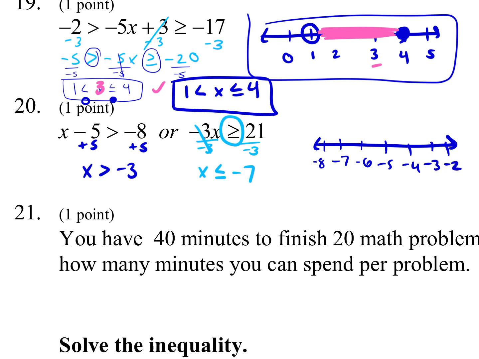At negative 3, do I have an open circle or closed circle? Open. An open circle. And at negative 7, an open or closed circle? Closed. Perfect. Now I'm either going to shade in between or outside. So let's pick a number. What number can we pick? Anything. Negative 5, something right in between.